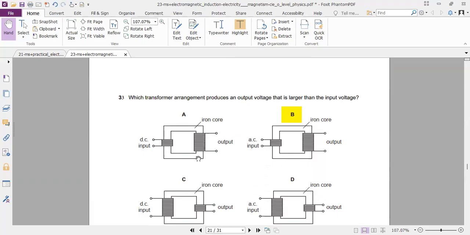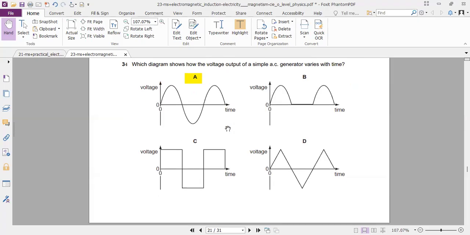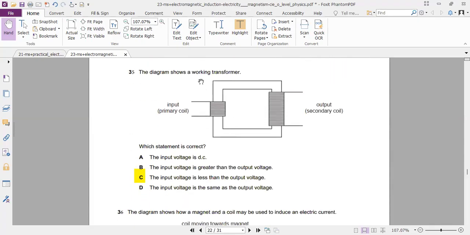Very simple. These two transformers will produce step up, these two step down. This transformer, we have a DC input, it's not going to work. We need an AC current, AC voltage. This transformer will produce a larger output than the input. Simple AC generator voltage waveform is this, always. Well, the input voltage is less than the output voltage. Very simple, straightforward answer.